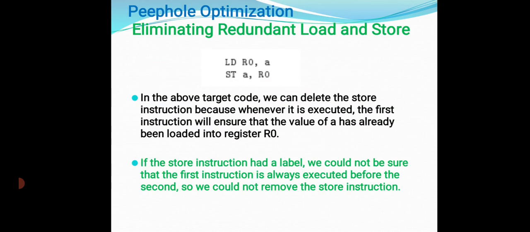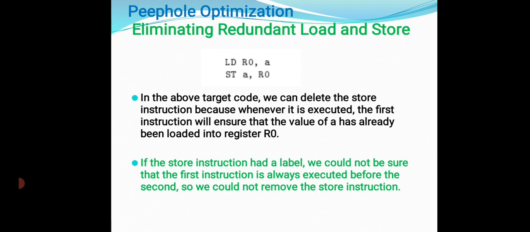The first technique is eliminating redundant load and store. As you can see, we have two instructions in the program: load R0, A and store A, R0. In the first instruction we are loading the value of A in R0, and in the second instruction we are storing the value of R0 back in A. In between these two instructions we are not changing the value of A. The value of A is the same, so we can skip the second instruction because the value of R0 is already present in A, so there is no need to store the value of R0 at A again.